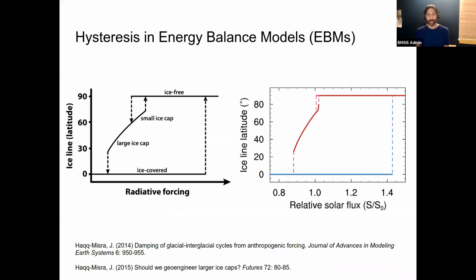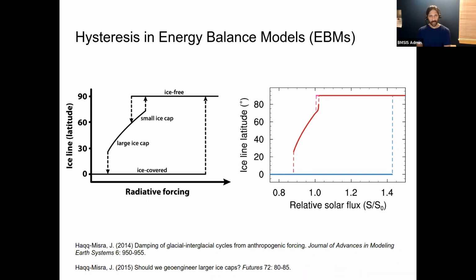So just as some motivation, energy balance models are one-dimensional models where the one dimension is in latitude, and historically these models were constructed to explain the bistability, the hysteresis that Earth's climate exhibits. The first EBMs were published around 1969 by Budyko and Sellers.